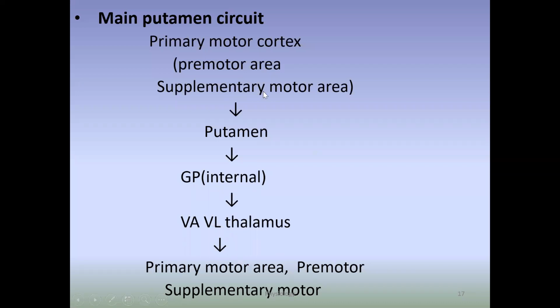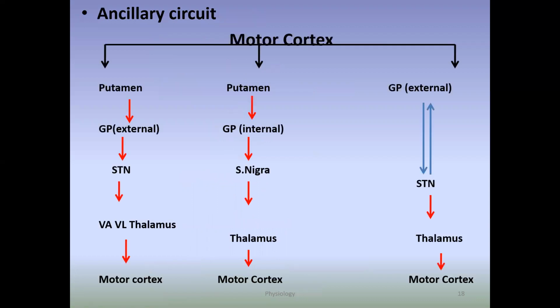Okay. So this is the main putamen circuit: premotor area, supplementary motor area, primary motor cortex, putamen, globus pallidus internal segment, ventroanterior and ventrolateral nucleus of thalamus, primary motor area, premotor area, and supplementary motor area. This is the main putamen circuit and main function. And this is an ancillary putamen circuit.